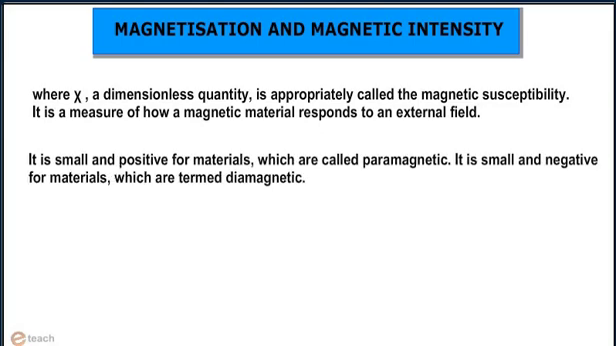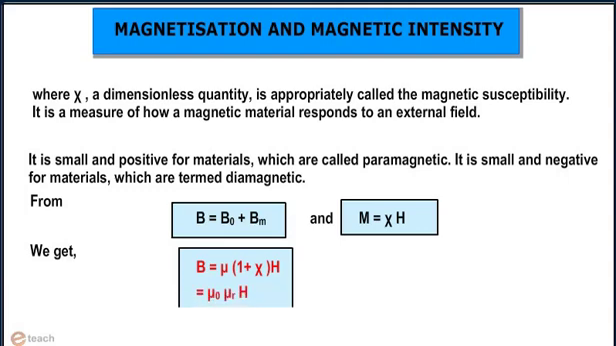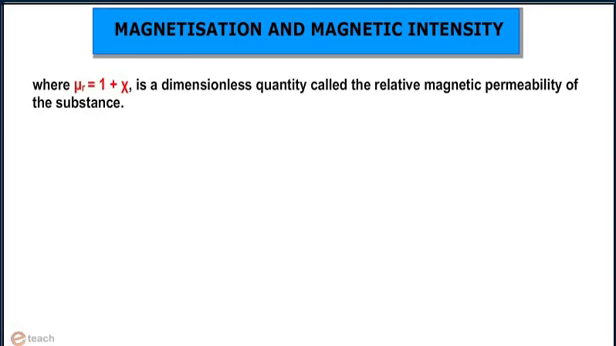It is small and positive for materials which are called paramagnetic, and it is small and negative for materials which are termed diamagnetic. From B equals B naught plus Bm and M equals X into H, we get B equals mu naught into 1 plus X into H, that is equal to mu naught into mu r into H, that is equal to mu into H, where mu r is equal to 1 plus X is a dimensionless quantity called the relative magnetic permeability of the substance.